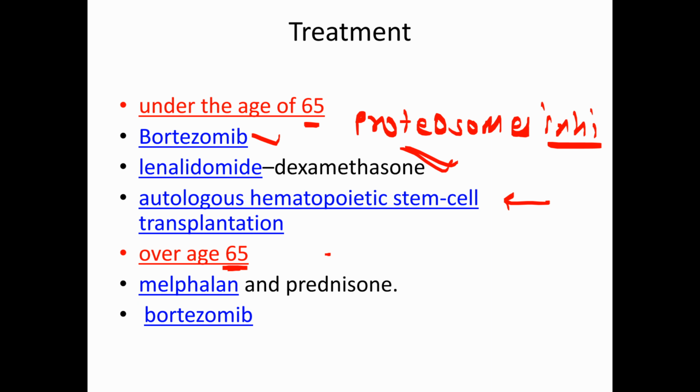Okay, second one is if the patient is over the age of 65 years, a more aggressive drug, that is melphalan, which can cause bone marrow suppression, is given to the patient along with the steroid, that is prednisolone.